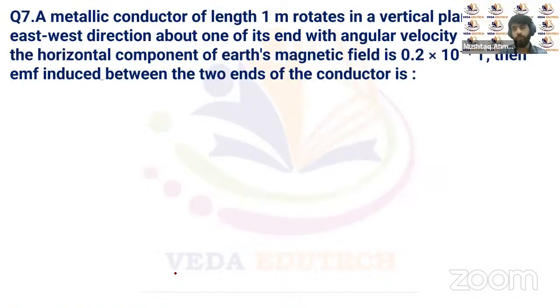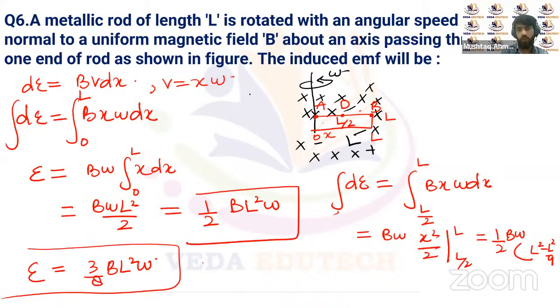Now let's move on to question number 7. A metallic conductor of length 1 meter rotates in a vertical plane parallel to the east-west direction about one of its ends with an angular velocity of 5 radians per second. If the horizontal component of Earth's magnetic field is 0.2 into 10 to the power minus 4 Tesla, find the EMF induced between the two ends of the conductor. It's actually the same question.